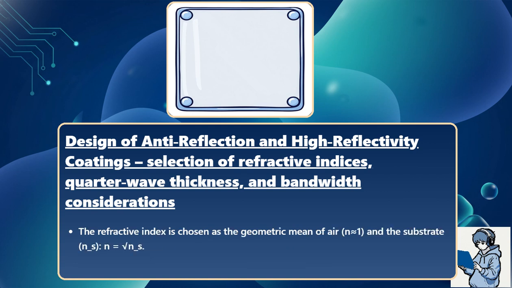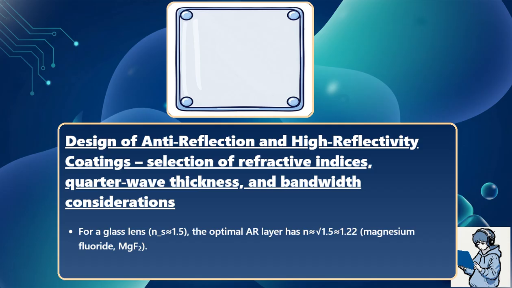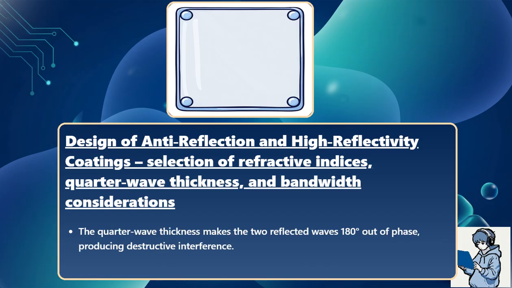The refractive index is chosen as the geometric mean of air, n approximately 1, and the substrate n sub s. n equals square root of n sub s. For a glass lens, n sub s approximately 1.5, the optimal AR layer has n approximately square root of 1.5, approximately 1.22. Magnesium fluoride is close. The quarter wave thickness makes the two reflected waves 180 degrees out of phase, producing destructive interference.